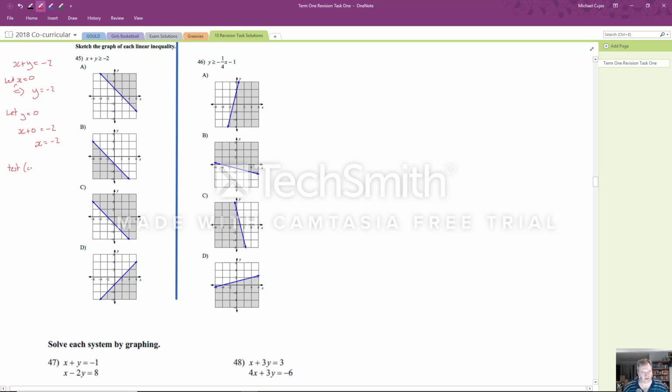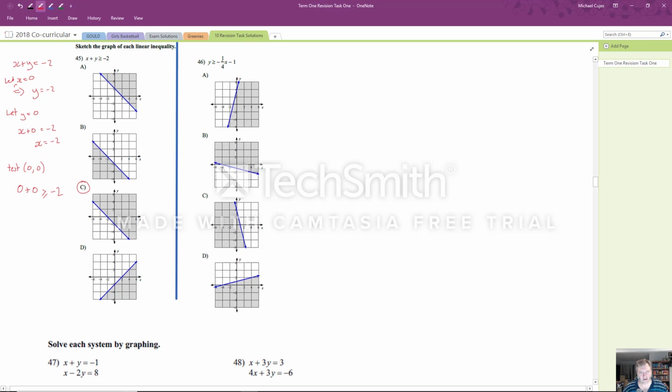So long as it's not on the line, that's the easiest point to test. If I substitute in 0 and 0, I get 0 plus 0 is greater than or equal to negative 2. Remember, that's the one we're looking for there, isn't it? Is 0 greater than negative 2? It is. So I want the side shaded to include that test point. So even though I had 2 to choose from here with negative 2 and negative 2, the one I'm after is C. That's where x plus y gives a total greater than -2.